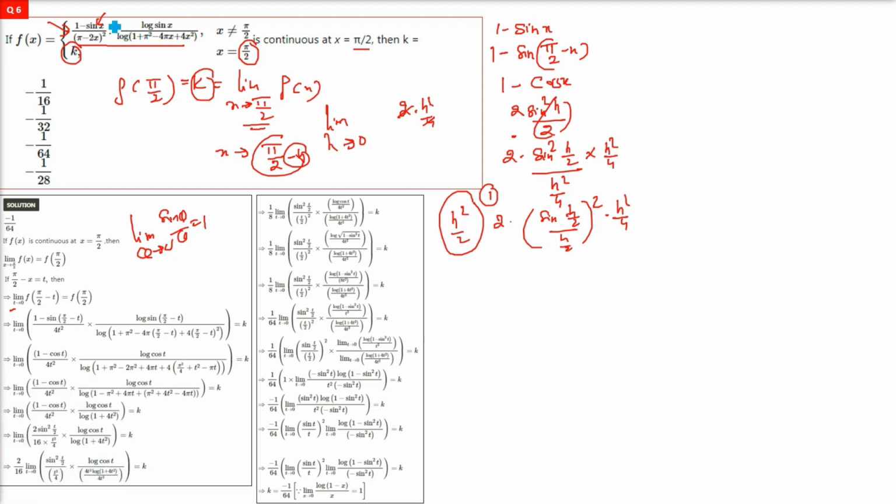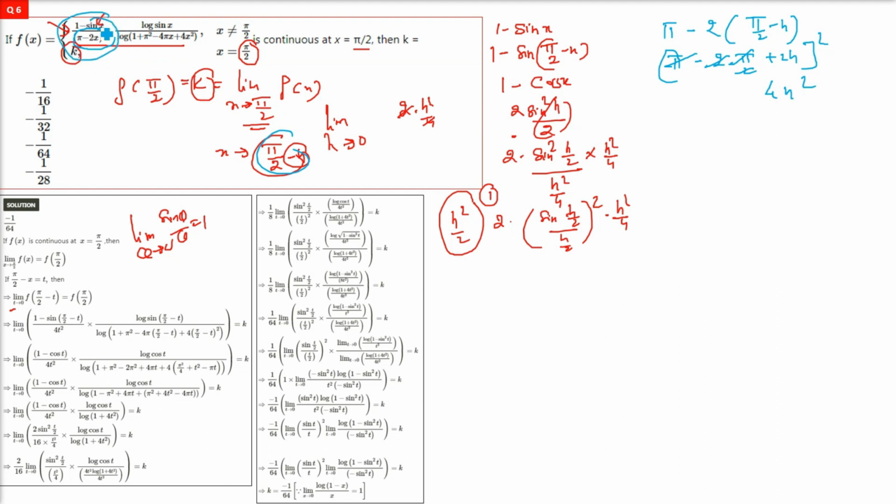Now coming to the second term, which is pi minus 2x whole square. We have to replace this x by pi by 2 minus h. So pi minus 2 into pi by 2 minus h, and we'll square it later. Let us solve it: pi minus 2 into pi by 2 and plus 2h. The 2 gets cancelled, pi minus pi is 0. So only 2h remains, so it will be 4h square because it is squared.